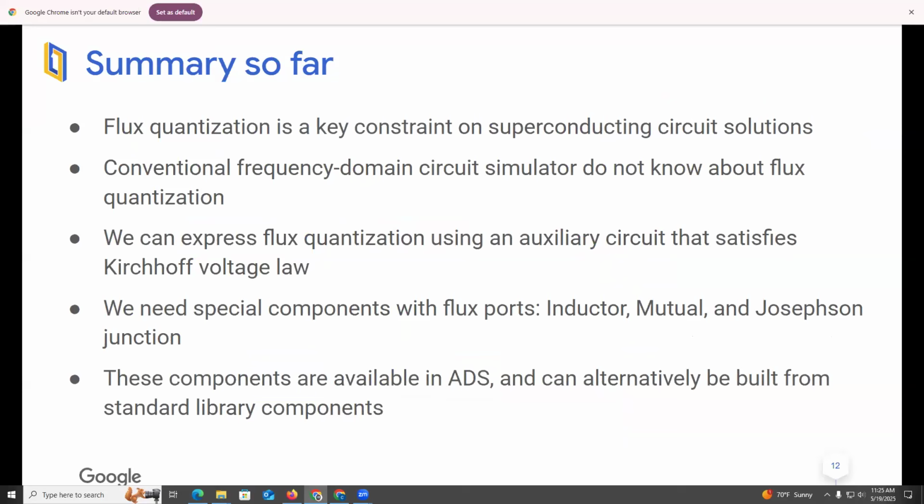The usual standard frequency domain circuit simulators don't know anything about flux quantization, so we have to help them. We can do that by expressing the flux using voltages on an auxiliary circuit that has to satisfy Kirchhoff's law. And we need special components that we can build, like inductors, mutuals, and Josephson junctions. These are available in ADS, but I showed you how to build them, so you can build them in any software that you like.